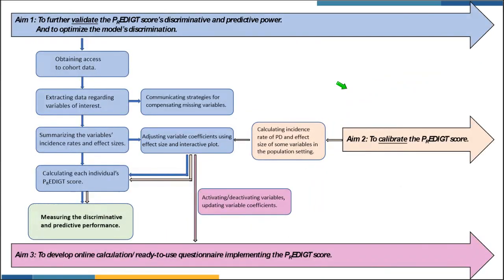So here is what we are doing now, and what we will do in the future work. We are about to finish Aim 1, which is to further validate or evaluate the PREDICT score's discriminative performance. And the next stage will be to assess the model's predictive power.